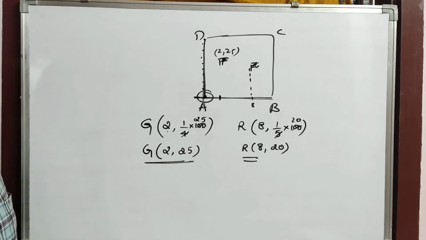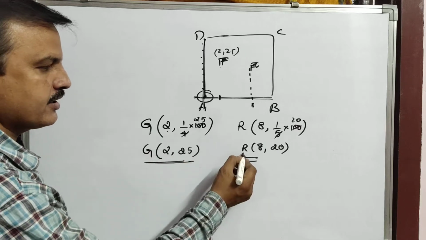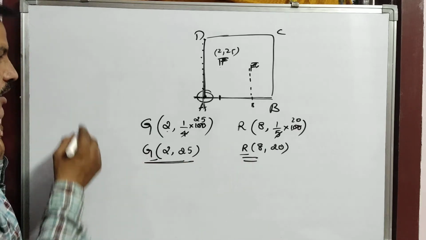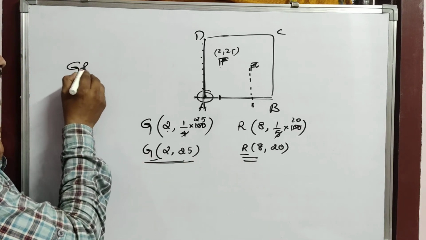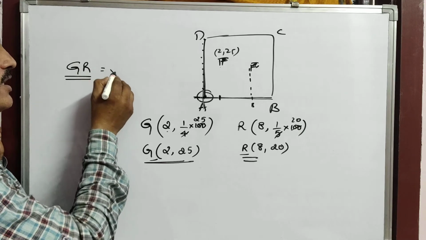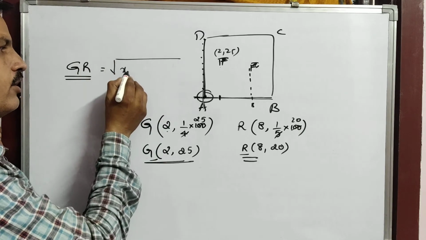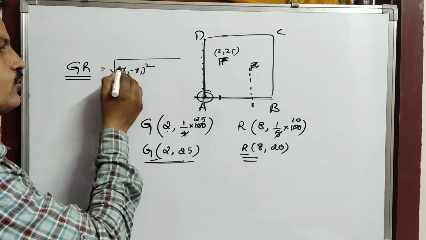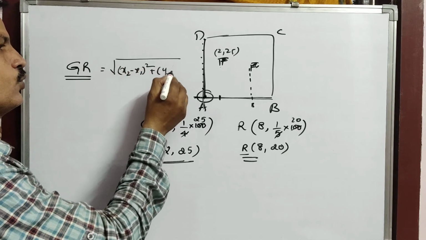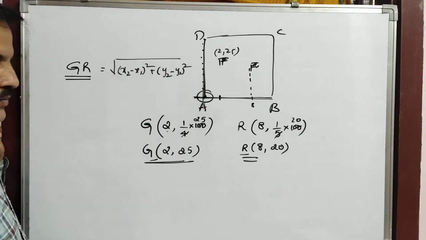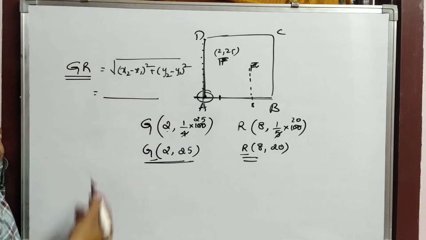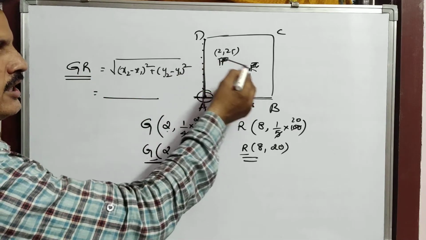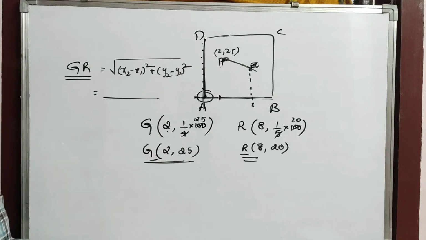Now next, what does he ask? What is the distance between the two flags? That means you have to find the distance between G and R, the green flag and the red flag. Again, what is the distance formula? Square root of (x2 minus x1) whole square plus (y2 minus y1) whole square. Then you will get the GR distance, that means from here to here.